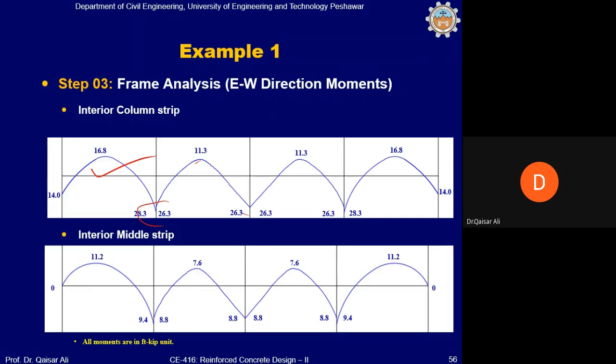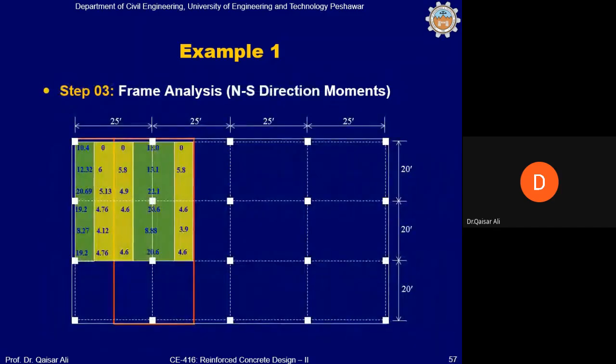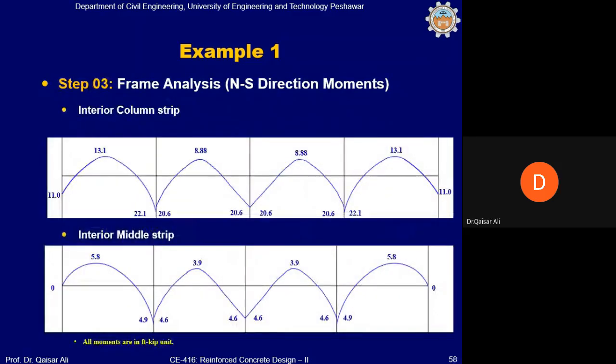By using the hit and trial procedure, let's say for 14 foot kip, you multiply this by 12, you will get the inch kip bending moment. Assume small a and find out As and so on. For the north-south direction, the same procedure will be used. And the bending moment diagram for the interior column strip and the intermediate strips are also given.